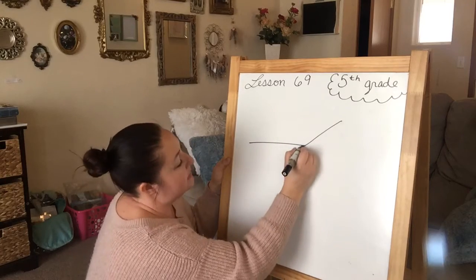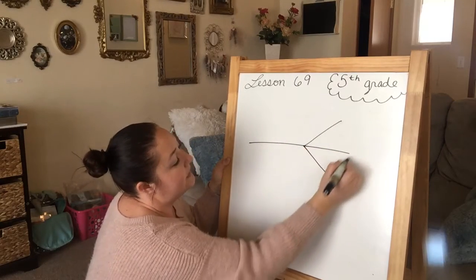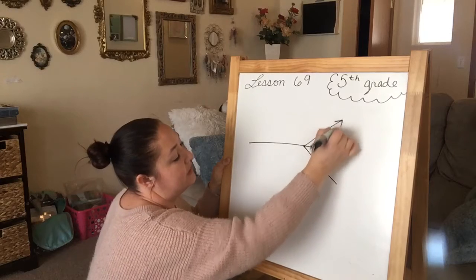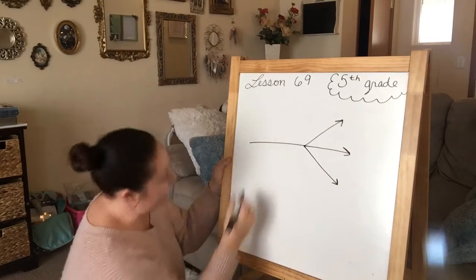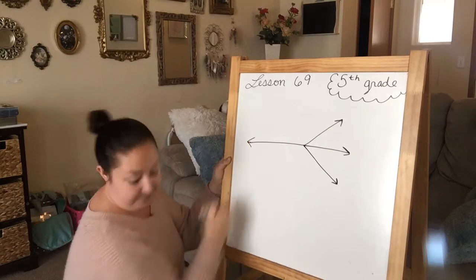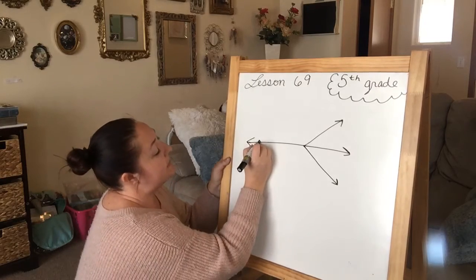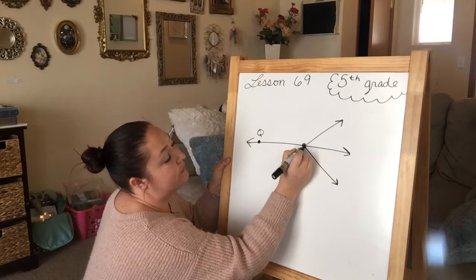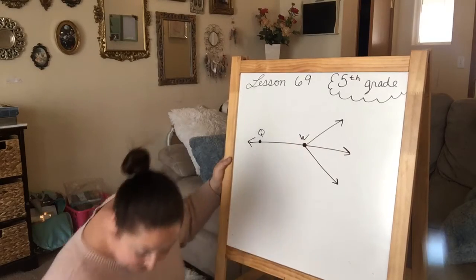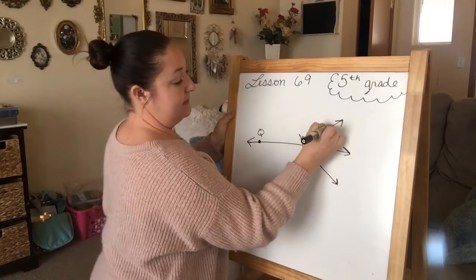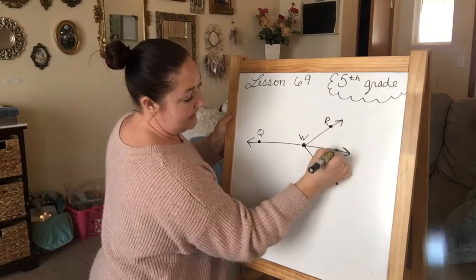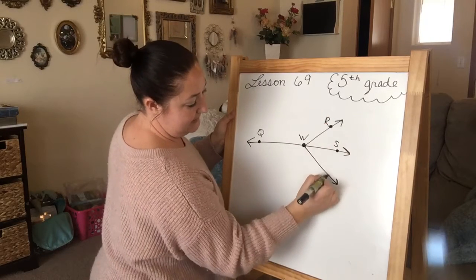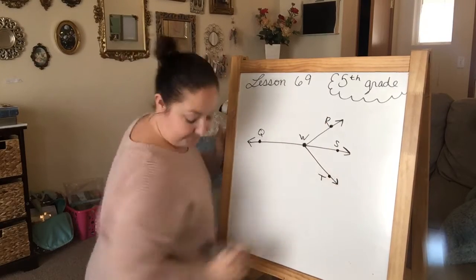So it asks us about this figure. Does it go all the way through? Yes, it does. And it goes all the way, continue, because it has a line at the end. So this goes all the way, forever and ever. So this part's Q, and this little point is W. Then we have R, S, T.